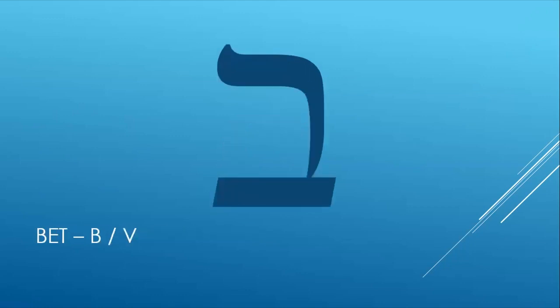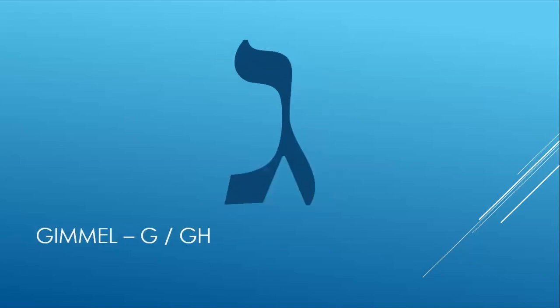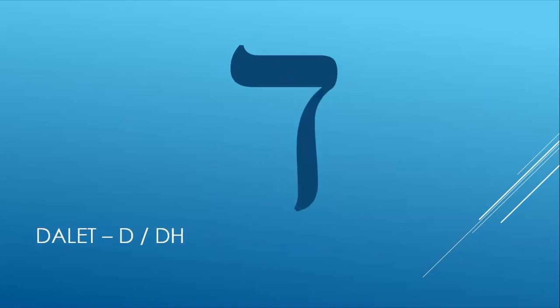Next, we have Beth, which has 2 pronunciations, B and V. Gimel, which has 2 pronunciations, G and GH. Today, however, it's mostly just G. You're probably not going to hear any Hebrew speaker articulating the second sound. The same with Dalet. Dalet has 2 sounds, D and the. Basically, you're only going to hear people pronounce the D sound. You won't hear people aspirating the D.